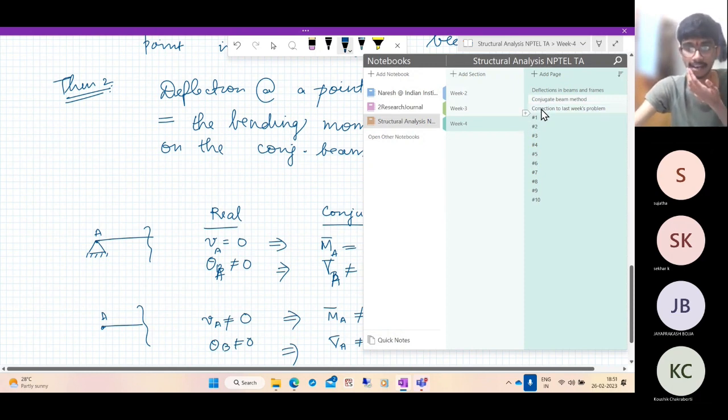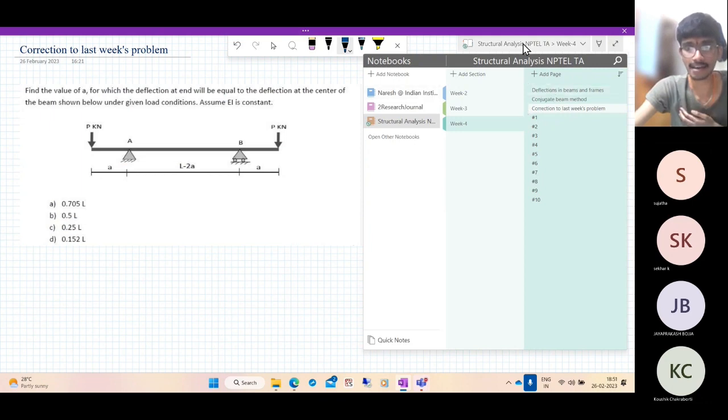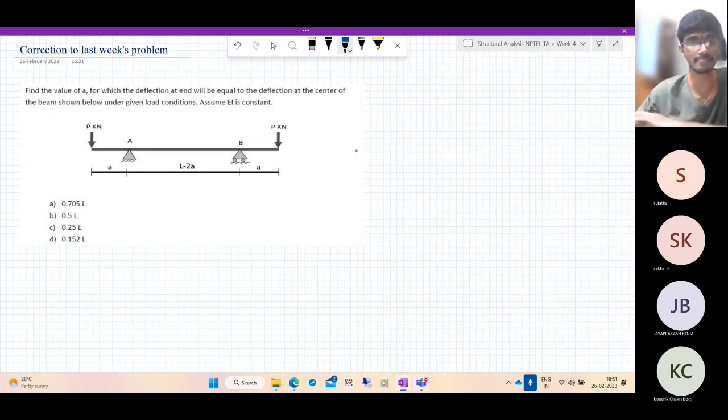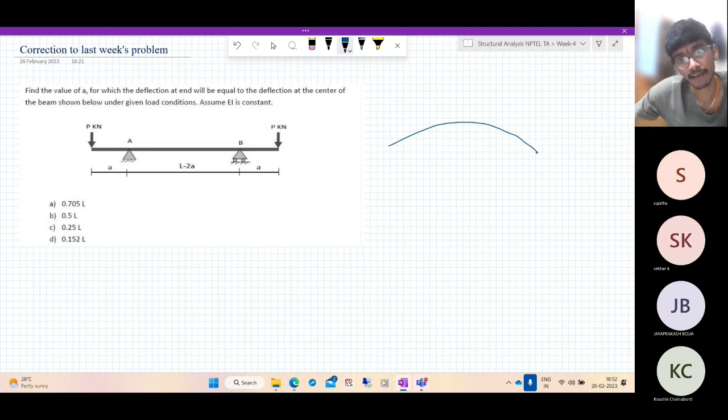Now let's go to the problems. Before that, in the last session, I made a mistake in the solution to this, so let me clarify that before we go ahead. What did we say? By symmetry, we said that the beam deflects like this, with the maximum deflection occurring in the middle.